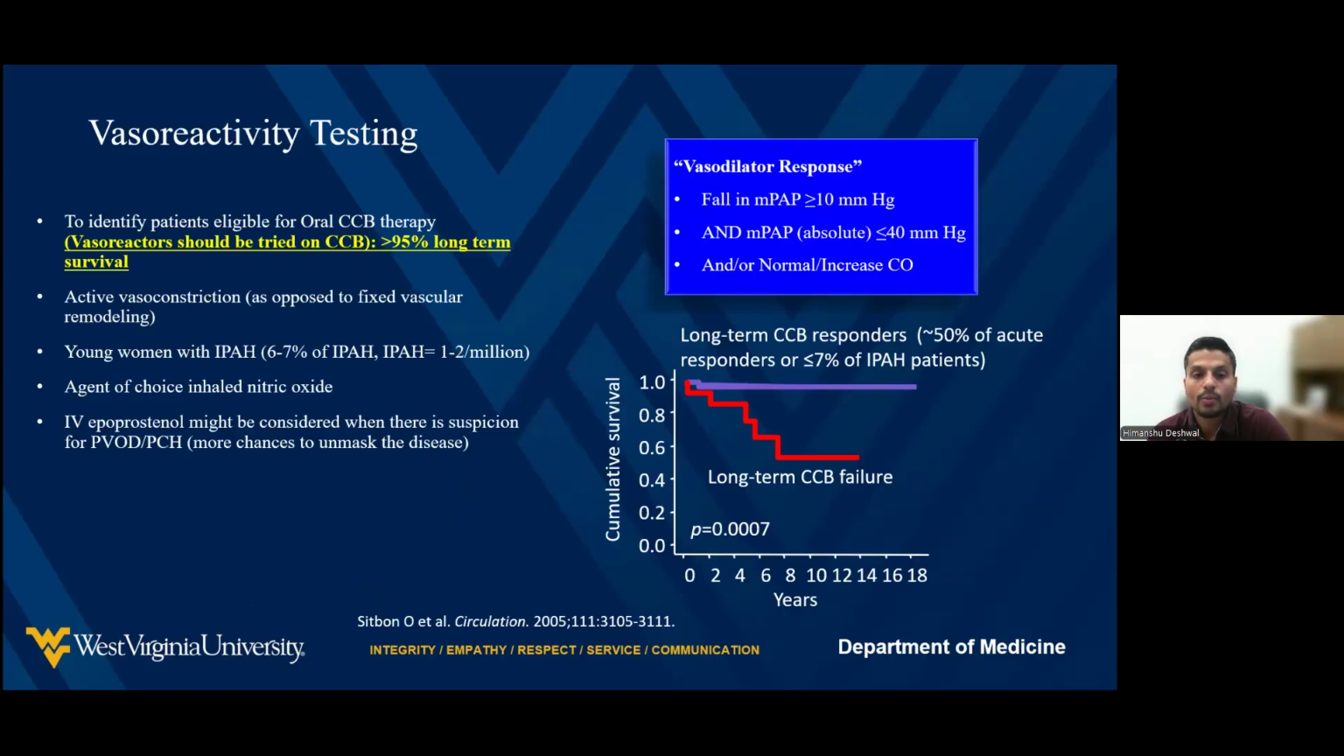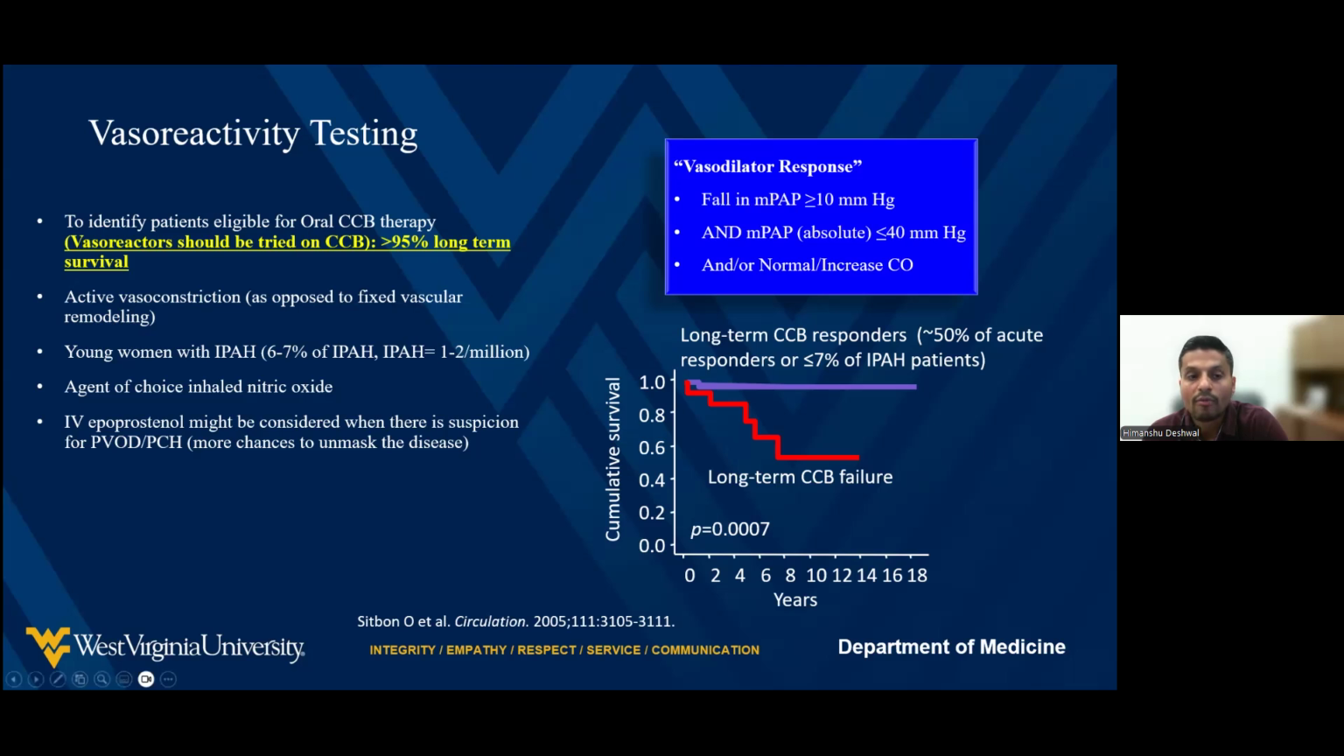Now, there is something else we do when we do right heart cath. We expose them to nitric oxide. So you may have seen some cath reports where they say non-vasoreactor, or did not respond to nitric oxide or Flolan on the vasodilator challenge. Essentially, the reason for this test is purely to see if the patient will qualify for calcium channel blockers.